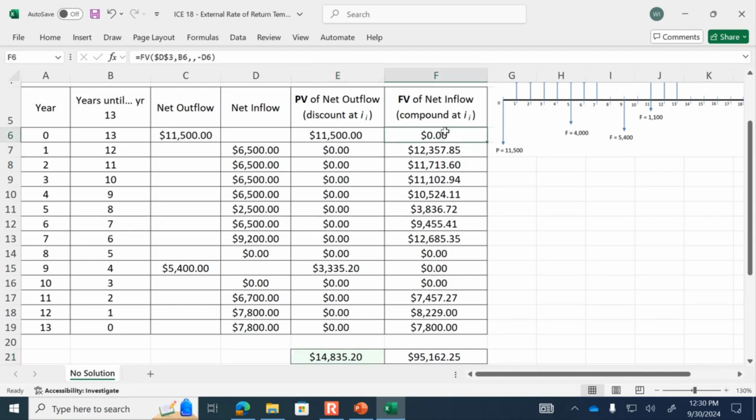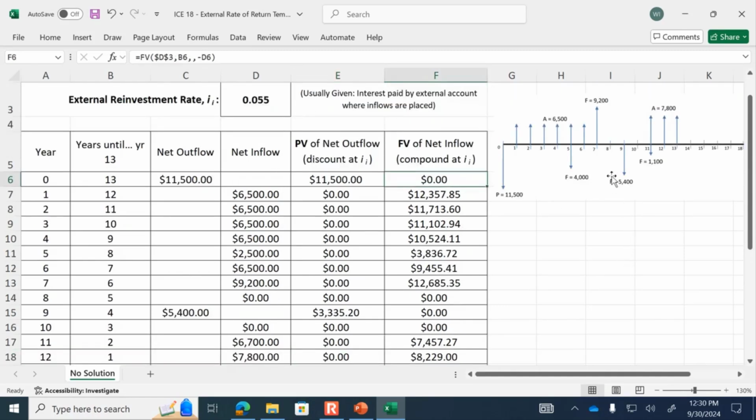Okay, the inflows, same thing with the net. If there's both an inflow and an outflow, then I'm going to subtract the value of the outflow. So look, for example, at year 5, where I've got 4,000 out and 6,500 in. That's why I've only got 2,500 in that year, because the net inflow is the inflow minus the outflow for that year. So the future value is, again, referring to the same interest rate that's known of 0.055.